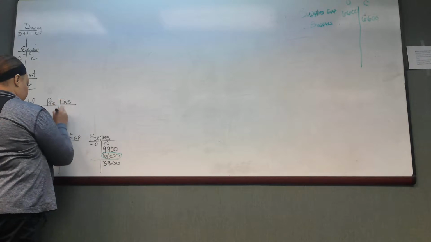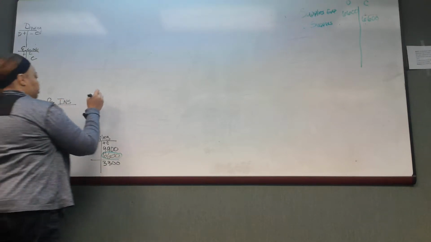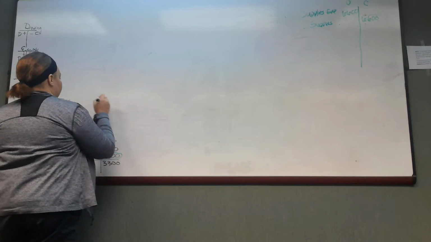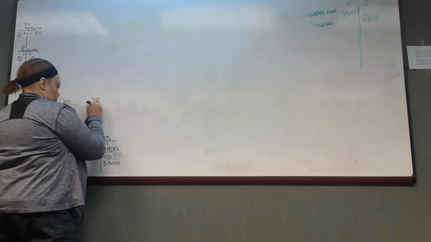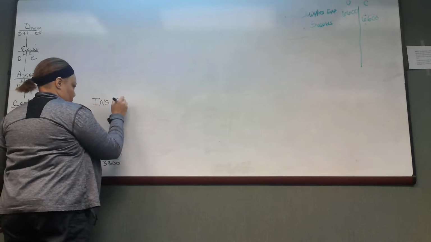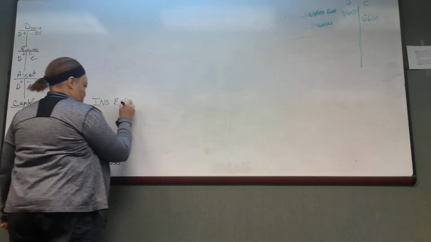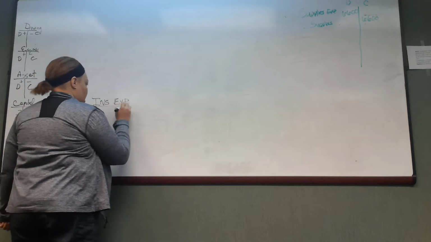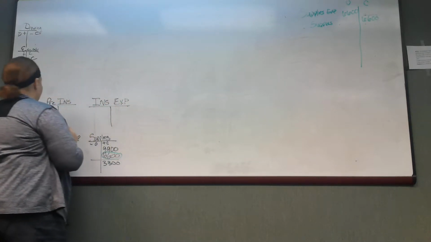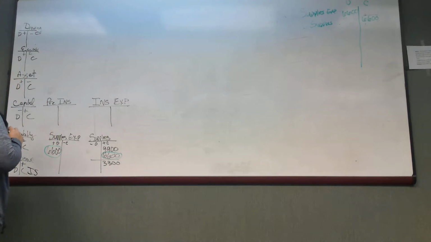So we got prepaid insurance as one T-table account, and what's the other T-table account? Insurance expense. Yes, ma'am. All right, so go ahead and do our plus minuses and our debit credits.